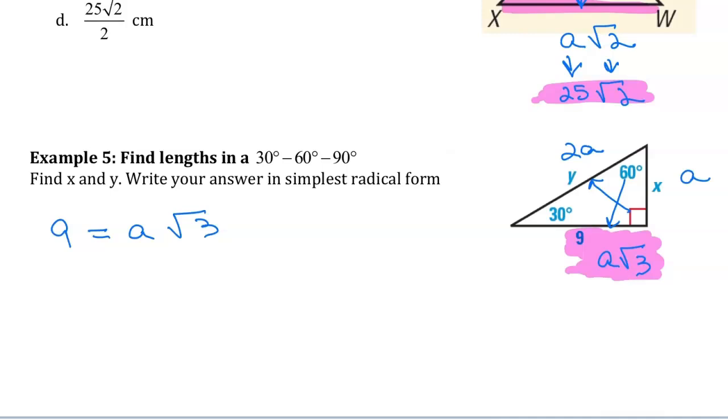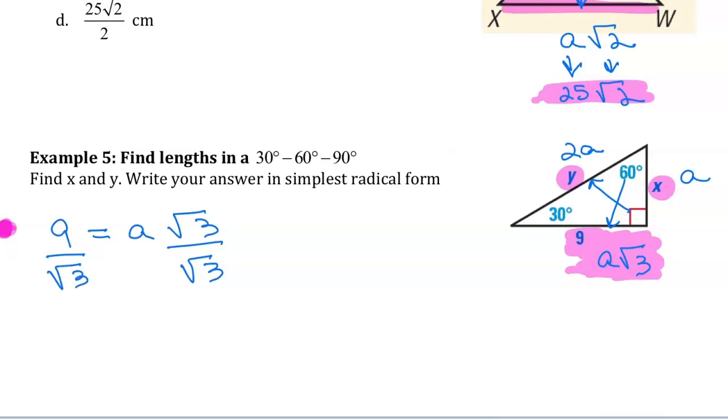They want me to find X and Y, which are my other two sides of the triangle. Here's my Y, it's the hypotenuse. Here's my X, it's the other leg. It's the leg across from the 30 degrees. Both of those side lengths have A's in them. Therefore, what I'm going to do is look at that and say, if I can isolate my A over here, then I can plug it back in to my triangle and get my two side lengths. Well, I can do that because I'm going to divide by radical 3.